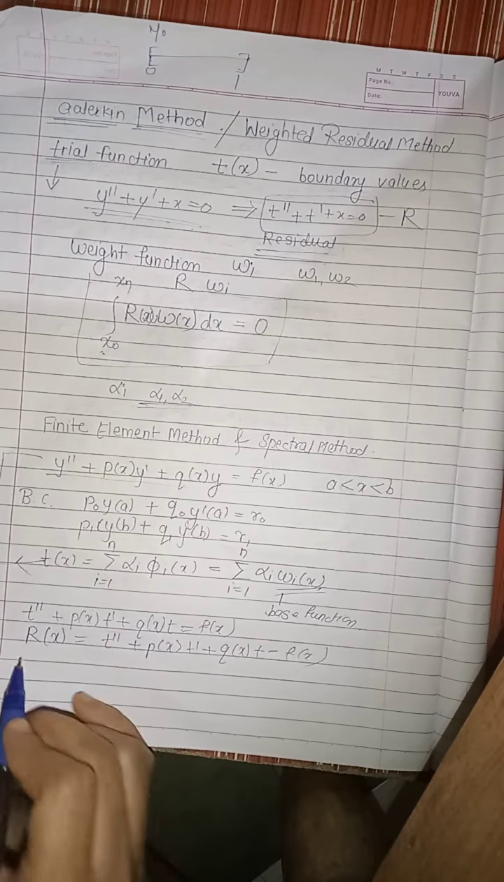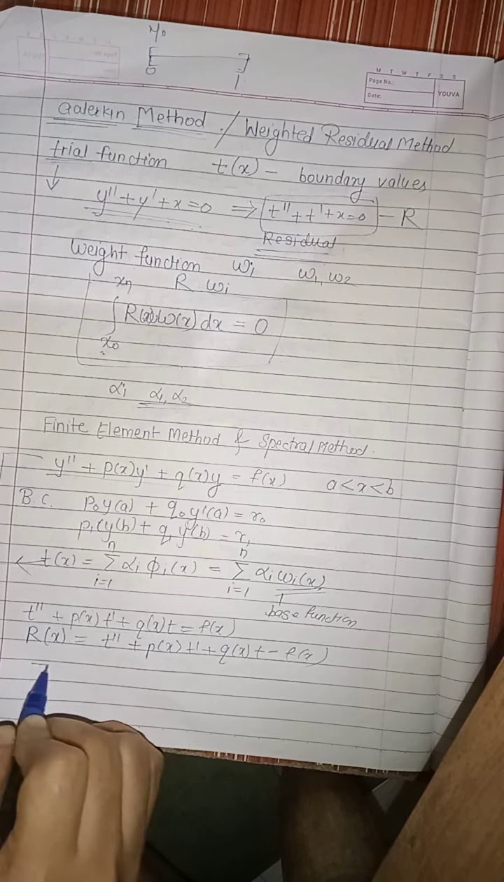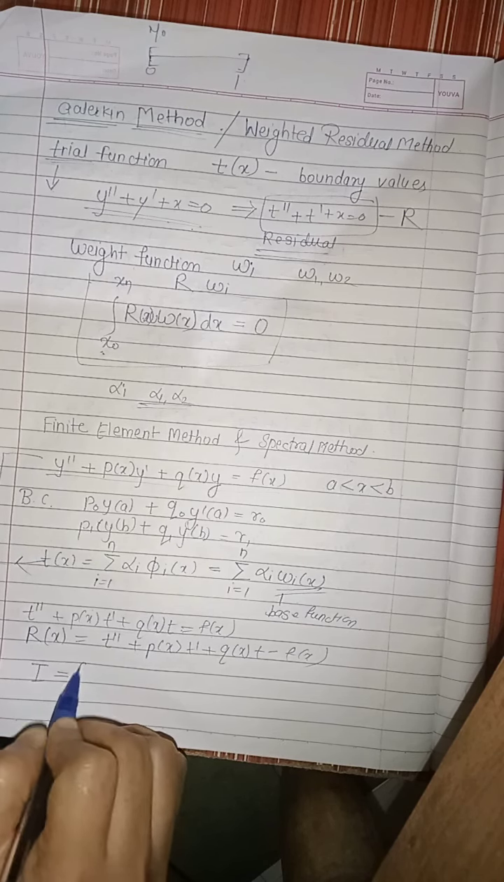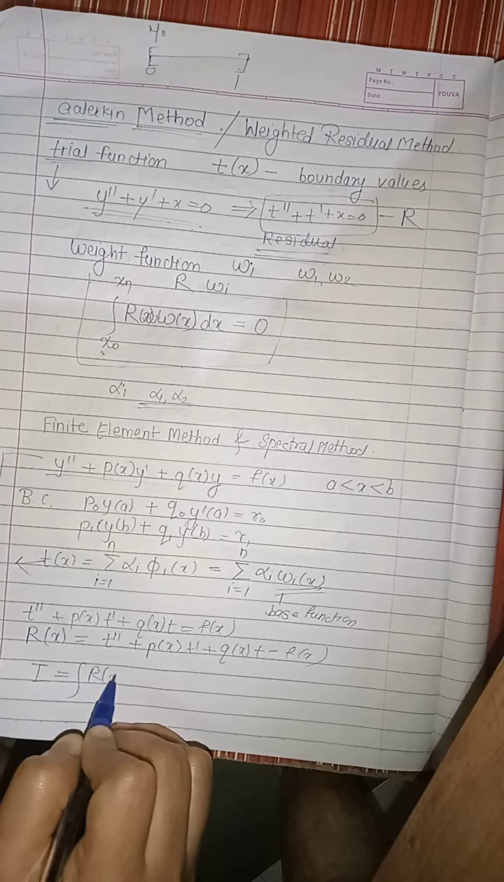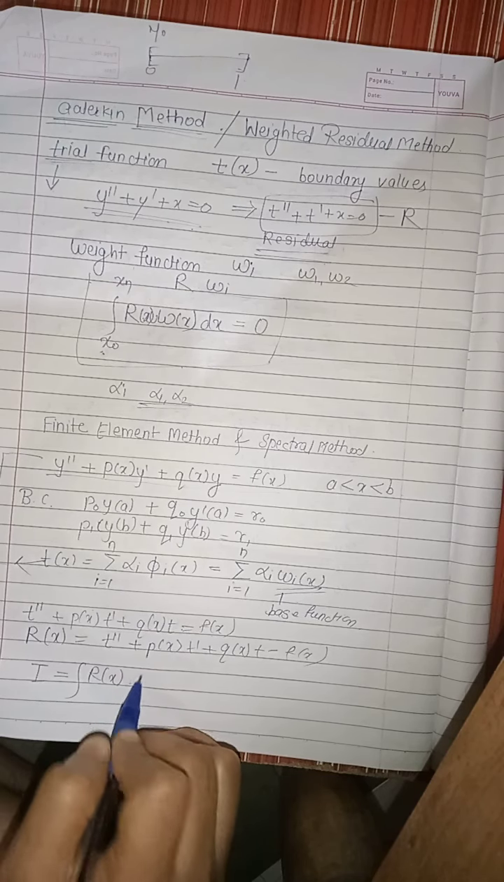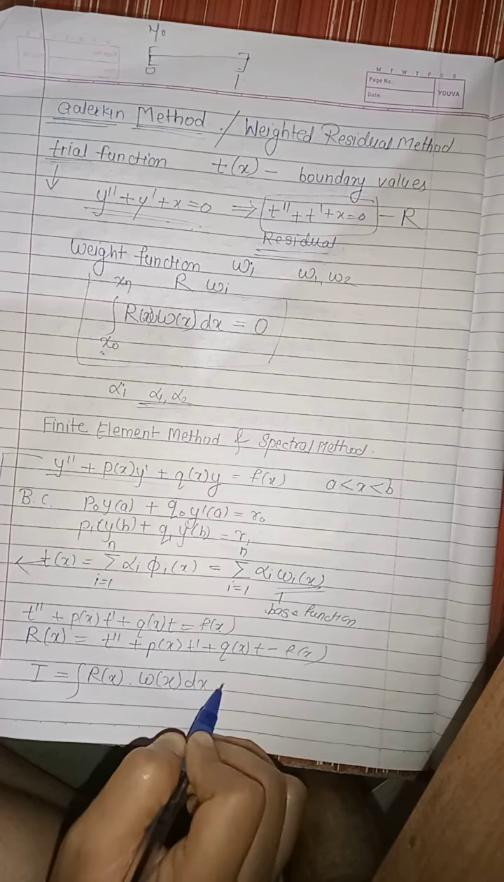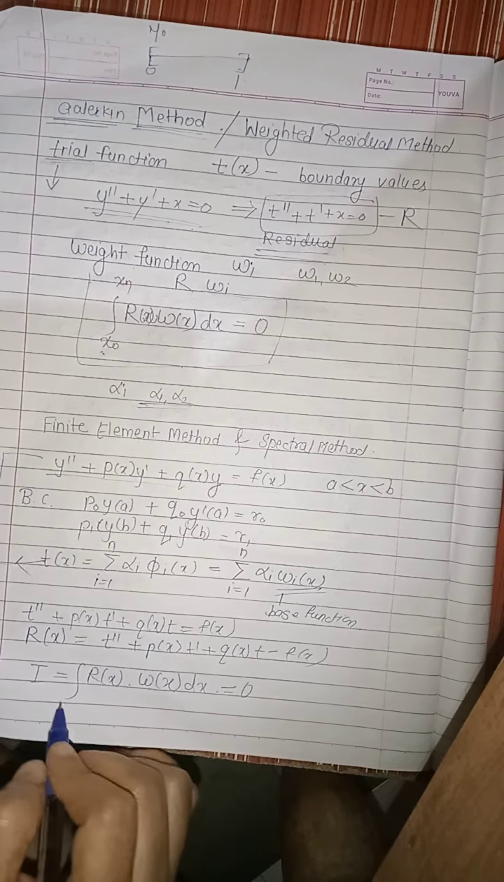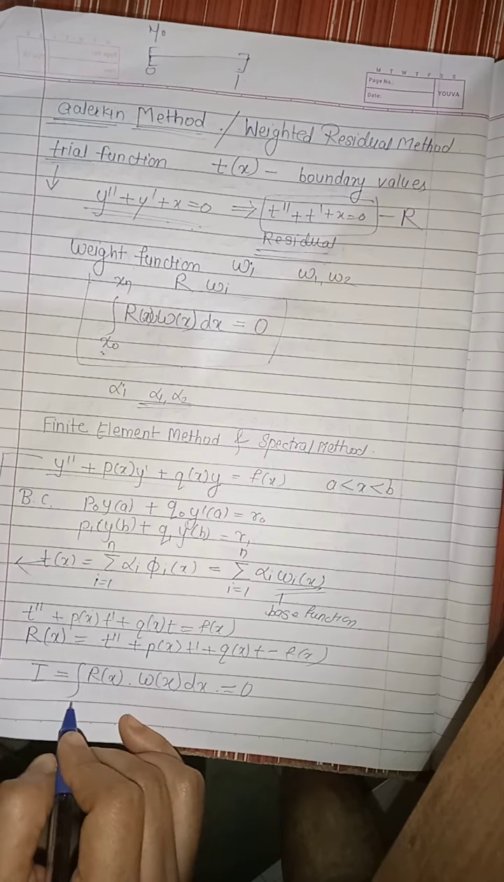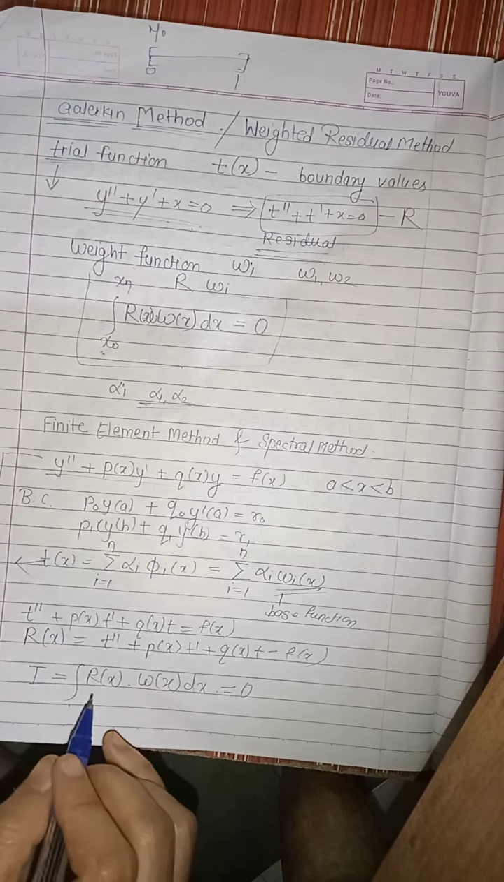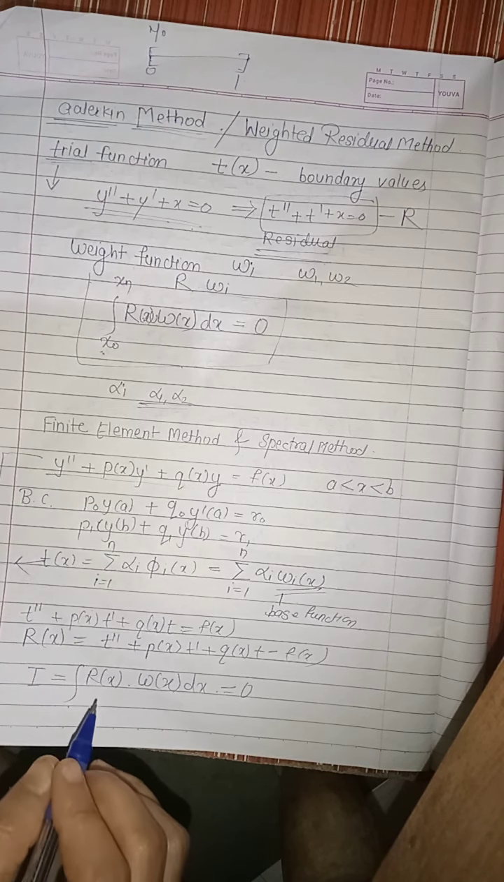Now you have to integrate this residual function into w of x dx, and you have to equate it with 0, along with the integration taken along the boundary points of the given differential equation.